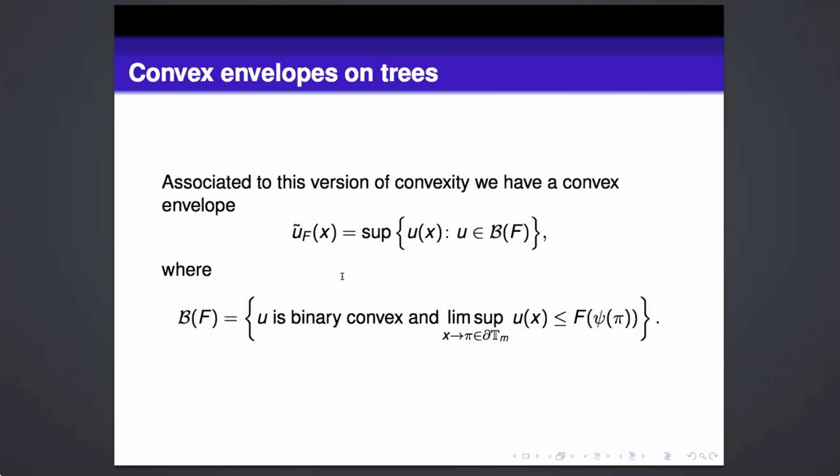Okay, once we have this property of convexity, we can define what is the convex envelope of a function. If you have a function, capital F, defined on the boundary of the tree, so in the interval 0, 1, then you can compute the set of all possible binary convex functions defined inside the tree, for which the lim sup, as you go down in the branch, is less or equal than the function f, and you compute the supremum of all these possible convex functions that are below your boundary data when you approach the boundary, and this is your convex envelope of your function inside the tree.